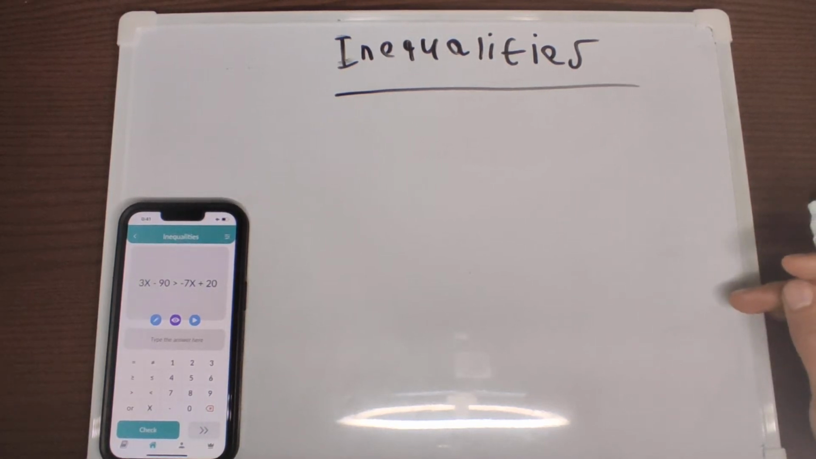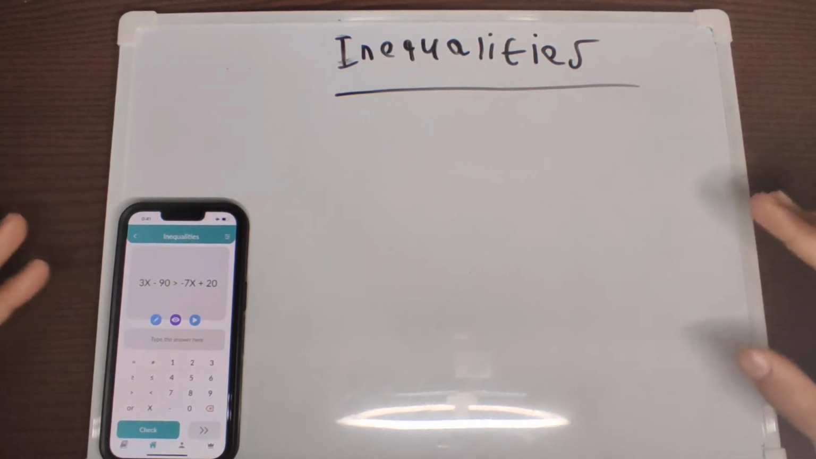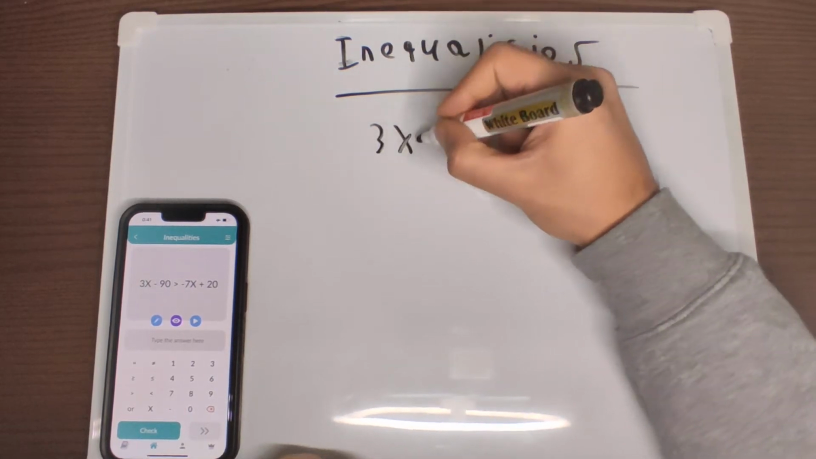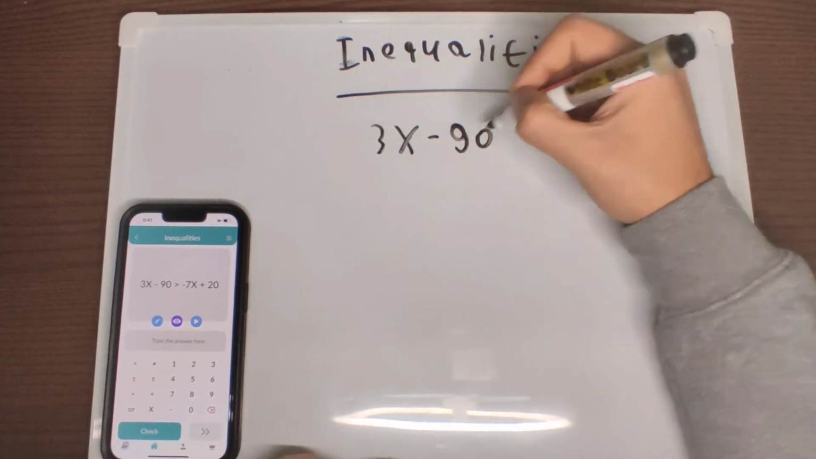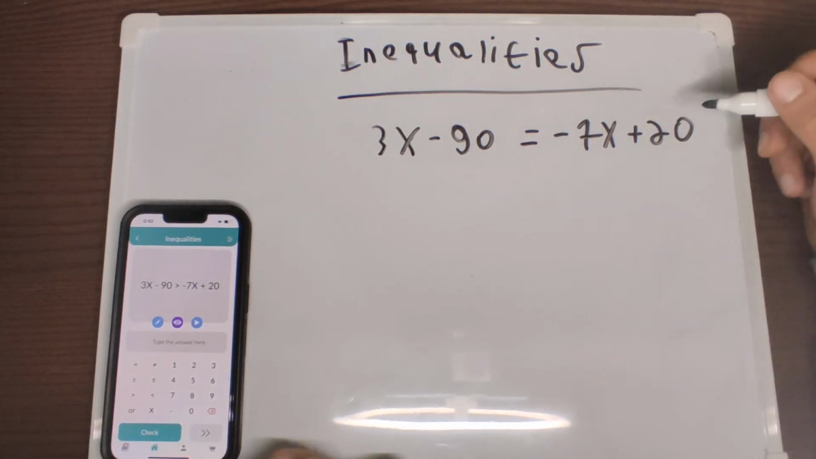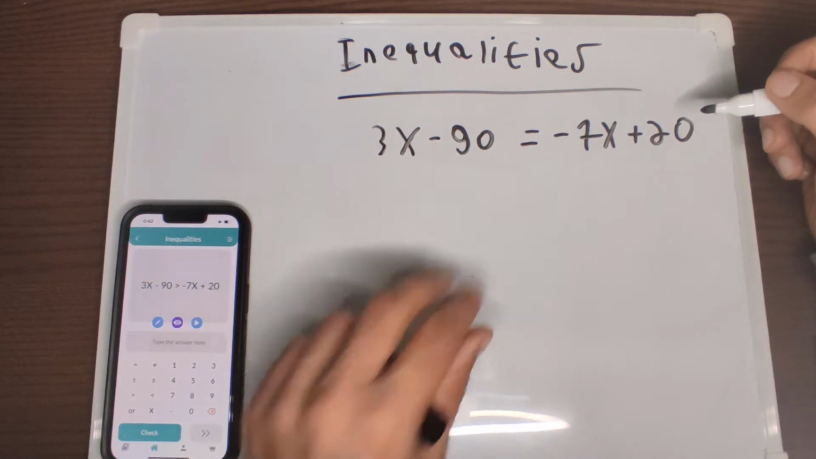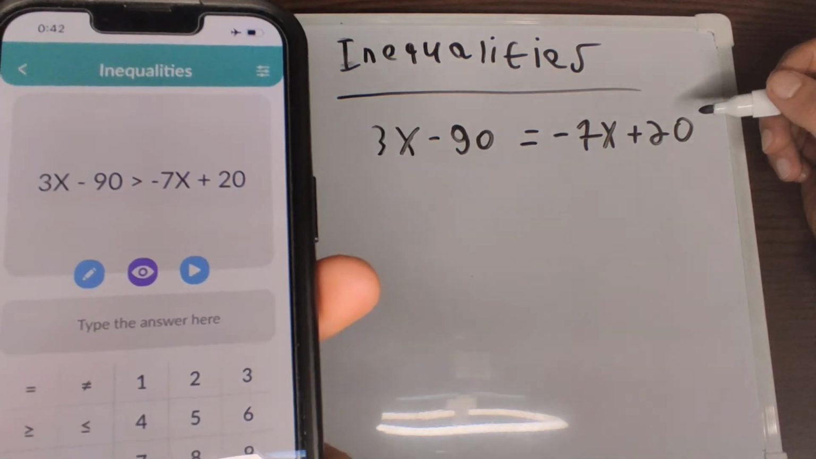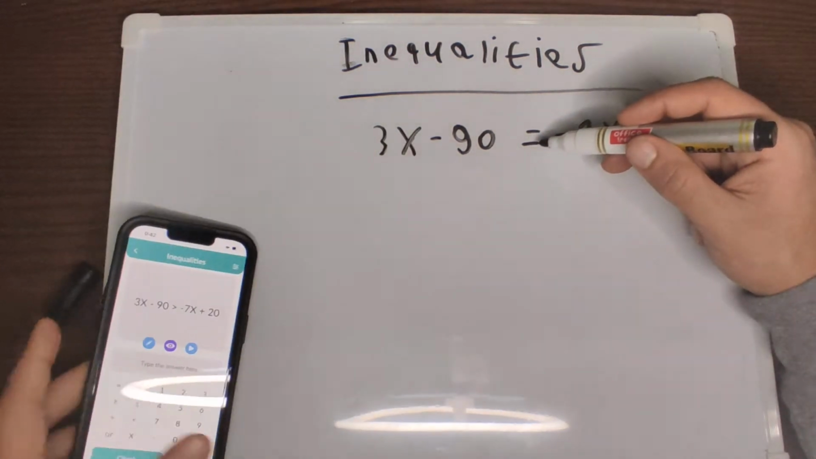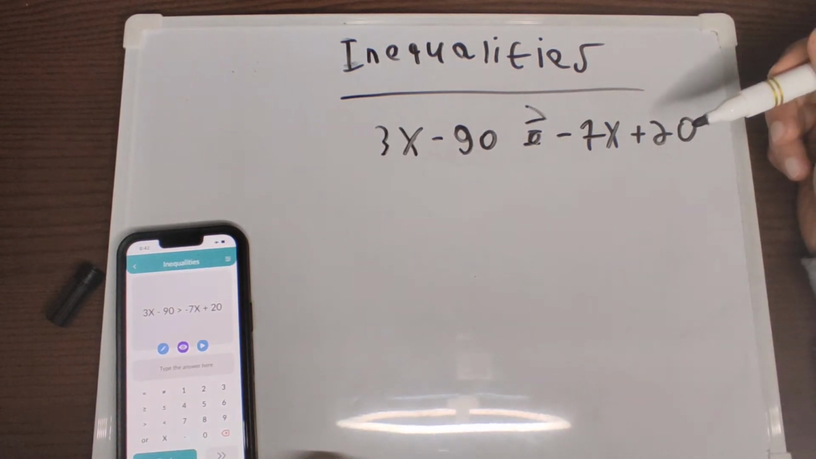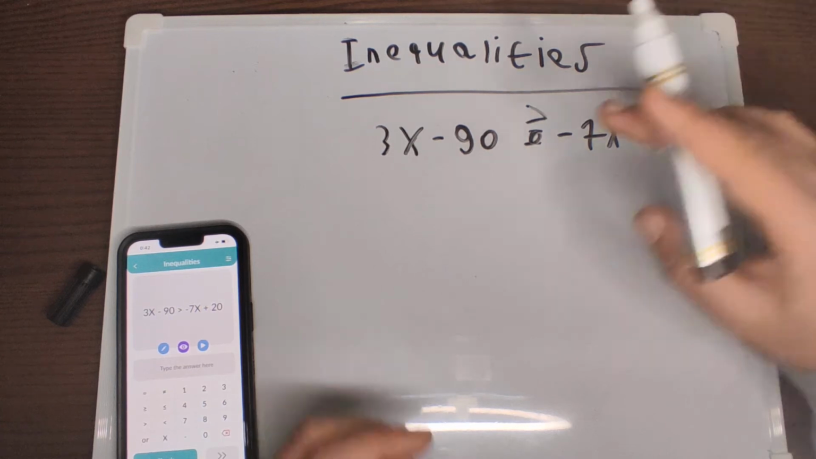So, an inequality is, we can think about it as an equation with a different sign. Let's take a look at this equation. Equals to minus 7x plus 20. So this is an equation and this is an inequality. What is the difference? That the equal sign changed to bigger than sign, sorry.